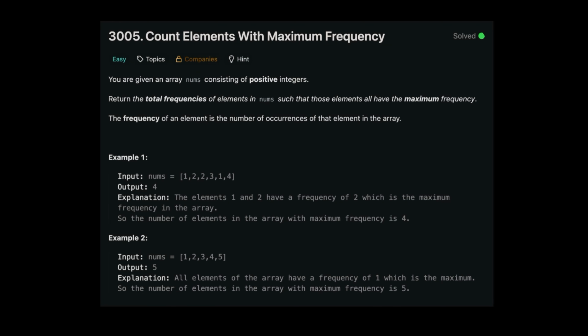Hello everyone. In this video, we will be solving problem 3005, count elements with maximum frequency. The problem statement is, we are given an array nums consisting of positive integers. We need to return the total frequency of elements in nums such that those elements have the maximum frequency.